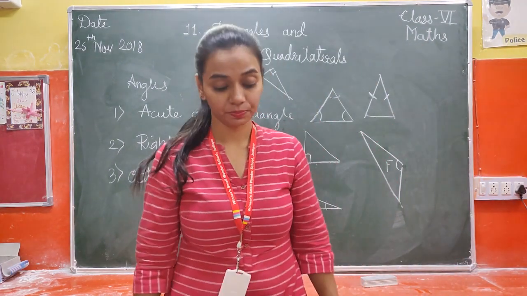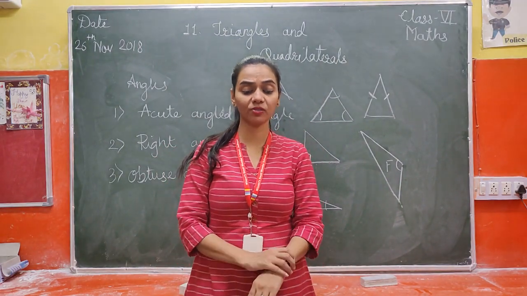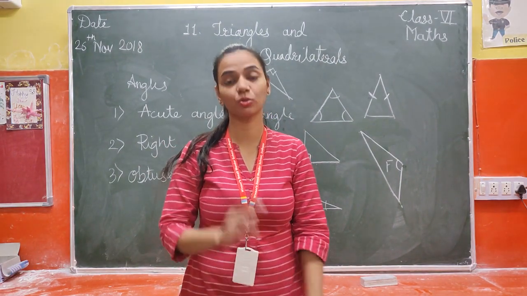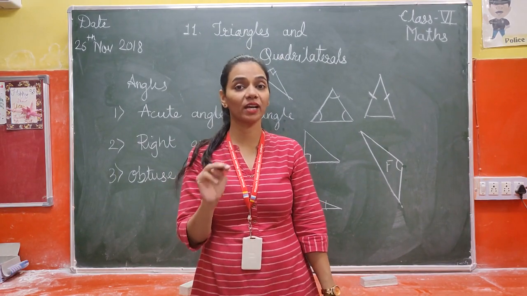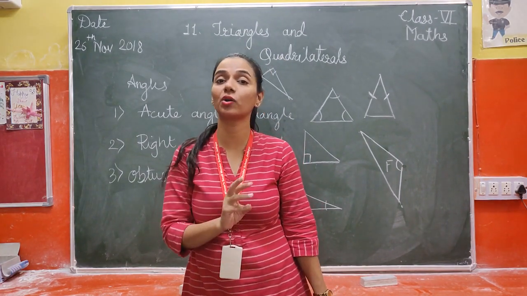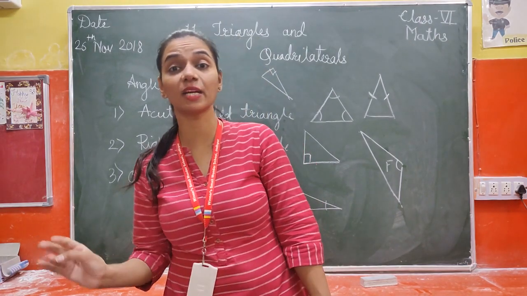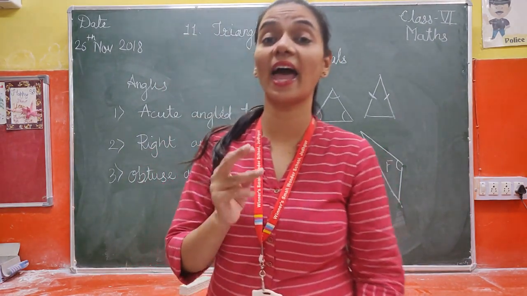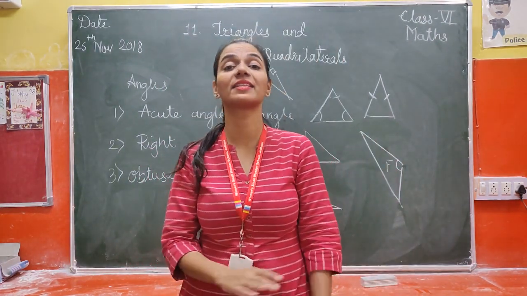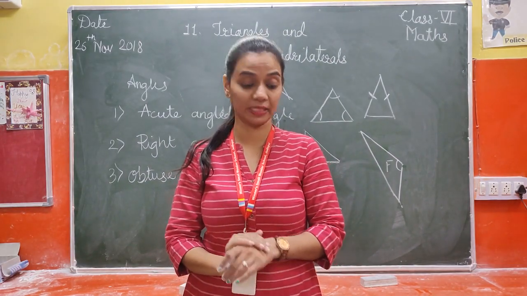Now the E1. Classify all the triangles on the basis of sides. So there are three types of triangles on the basis of sides: equilateral, isosceles, and scalene. Equilateral has all three sides equal. Isosceles triangle has only two sides equal and scalene doesn't have any equal side.